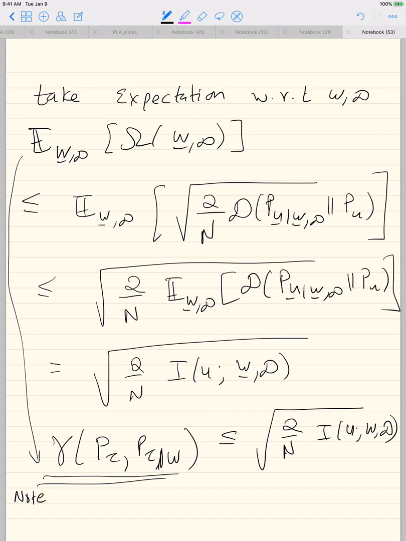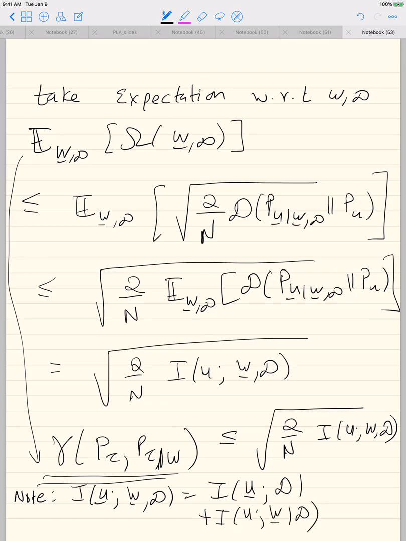Now note that if we apply the chain rule, I of u and W comma D is I of u and D plus I of u and W given D. But the first term is equal to 0 because the U sequence was selected IID independent of the D set. U and D were sampled independently. D had the 2n examples. U was IID Bernoulli half, which was sampled independently. So this quantity is 0, and so we can substitute the conditional mutual information, and that completes the proof. Okay. So this is the basic idea.